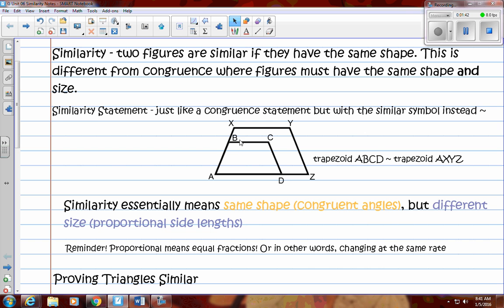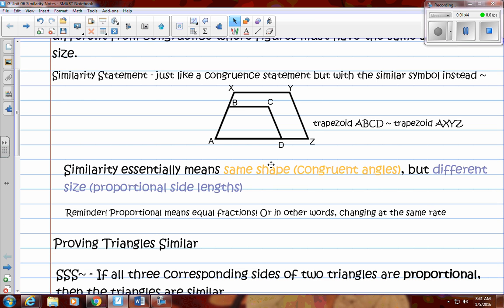So really what we're talking about is two figures that have the same shape. In other words, the angles are all the same. That's what gives a figure its shape, but it has different sizes. So in other words, the lengths of our sides are going to be different, but not just randomly different, proportionally, so that it maintains the integrity of the shape.